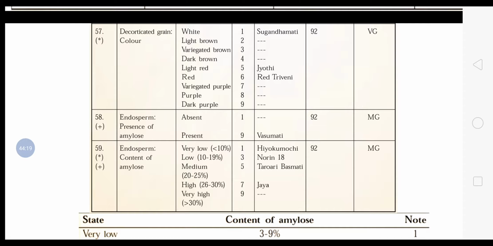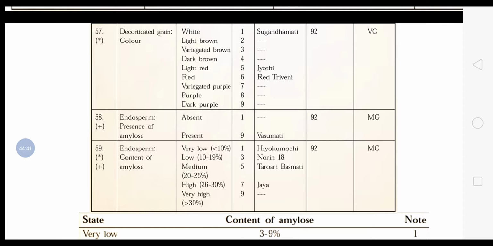Example, Hyogo Mochi. Always remember, Indian people or we Indians prefer more amylose kind of rice variety because we need non-sticky kind of grains when we boil it. But in case of the Western world, as it is sticky, they enjoy the taste of that particular rice.